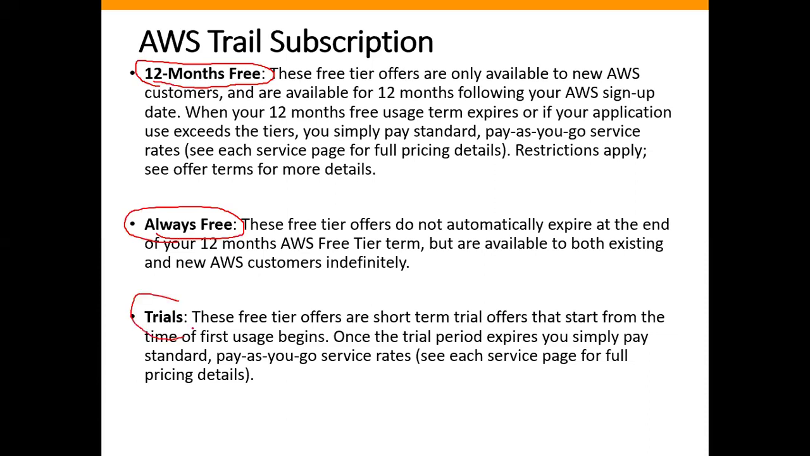Then we have the trial one. Trial means only for the trial period will you get that particular service free, like for 30 days, 60 days, 90 days, or 45 days. Only for that time period will they give you that service free. After that, if you use it, they will charge you. But in this associate training, do we need any trial service? No. In associate training, we don't need any trial service. We can go with the 12 months free services or always free. Here it is.